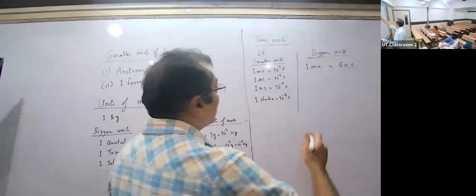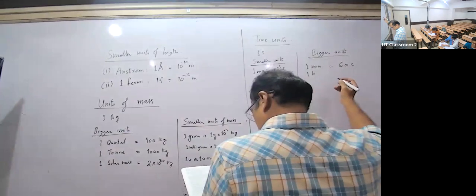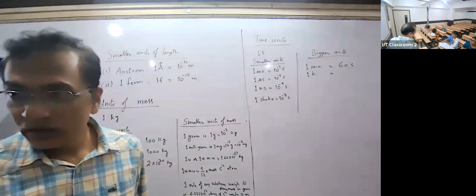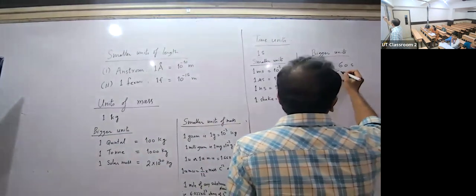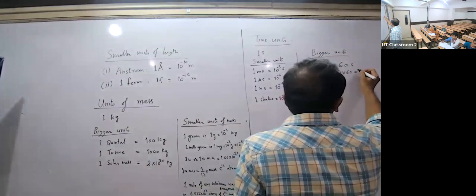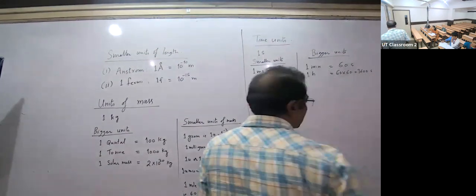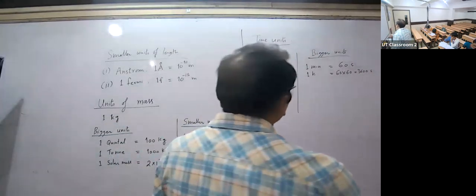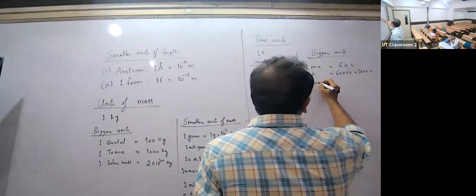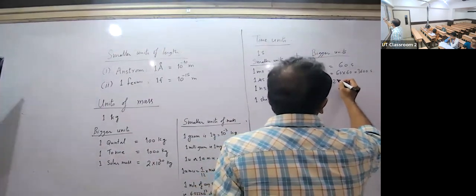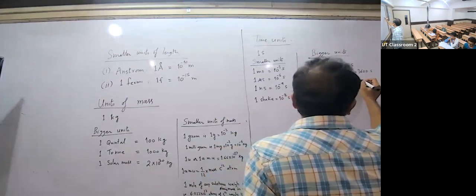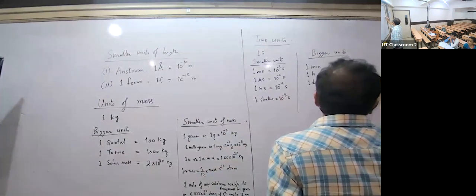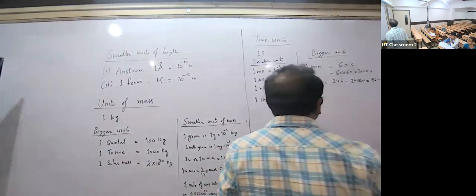How much is an hour? In 1 hour, you have 60 minutes, so this will be 60 into 60, 3600 seconds. Right. Then you have a day. 1 day has 24 hours, so this is 24 into 3600, which is 86,400 seconds. This is all.